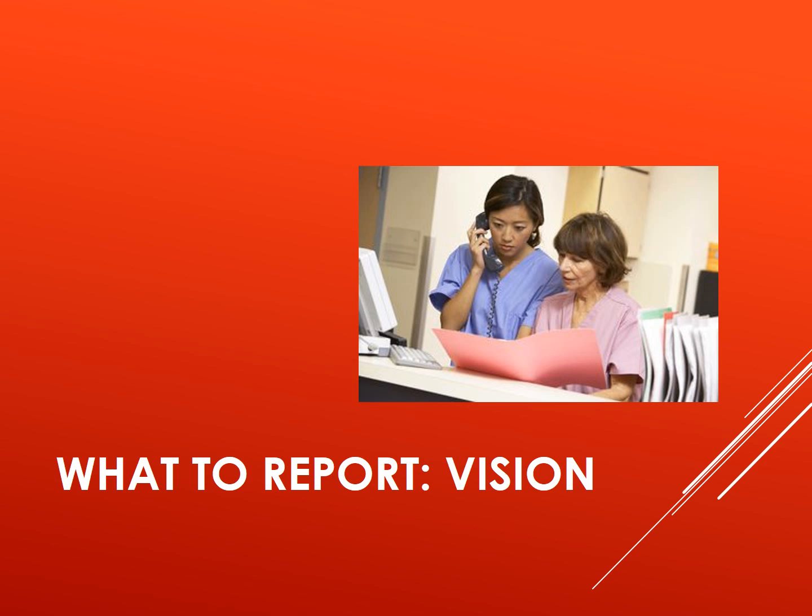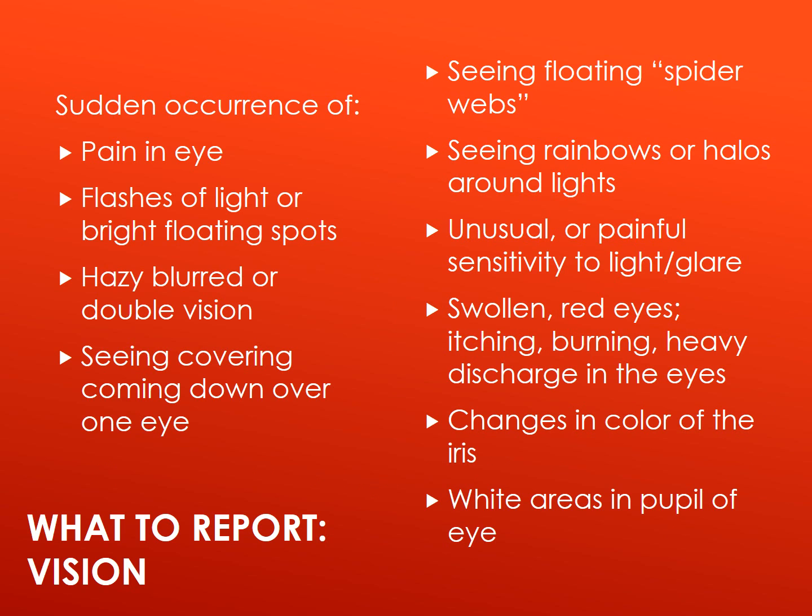Let's now consider vision problems that should be reported, which include the sudden occurrence of pain in the eye, flashes of light or bright floating spots, hazy, blurred or double vision, seeing a covering coming down over one eye, seeing floating or spider webs, seeing rainbows or halos around lights, unusual or painful sensitivity to light or glare, swollen red eyes, itching, burning, heavy discharge in the eyes, changes in the color of the iris, and white areas in the pupil of the eye.